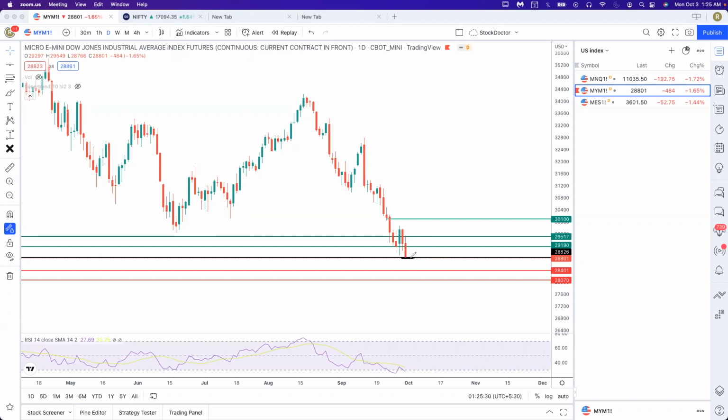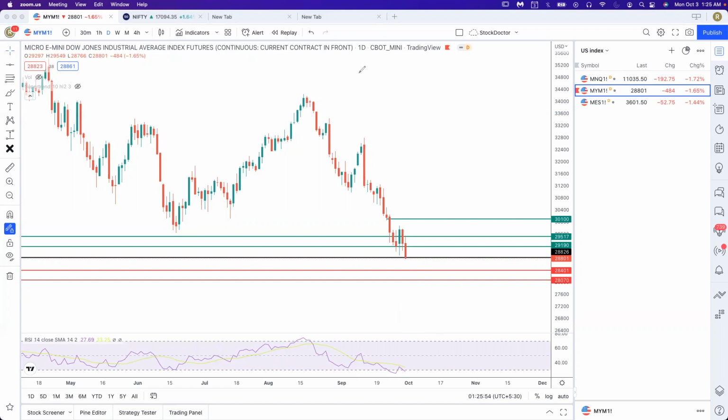If we start trading and sustaining below that, then the first target is 28,400, second target is 28,000. So we are talking about 800 points downside, which means almost 2.5% downside more from here. And that will be on an immediate basis.